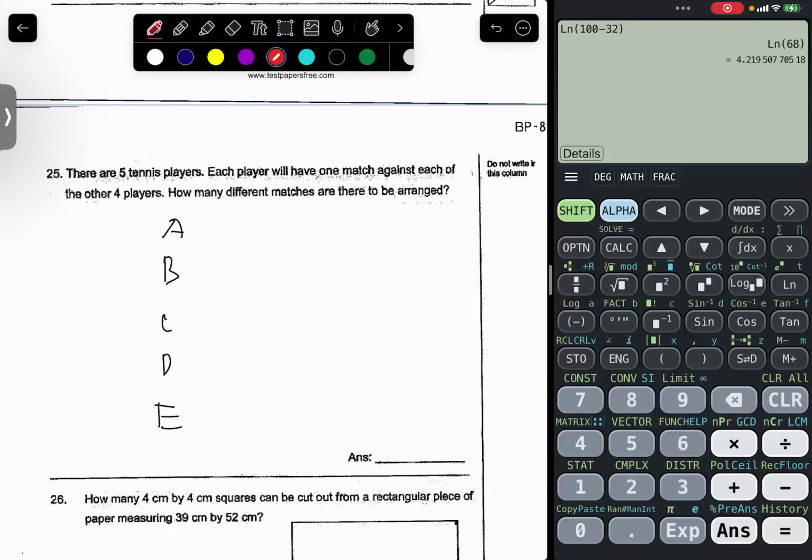A will play a game with B, C, D, and E. So that means there will be 4 matches already. Now, B will play with A. But however, BA and AB is actually the same, so this game has already been played. So we don't need to play this game. Now B will proceed to play C, D, and E.